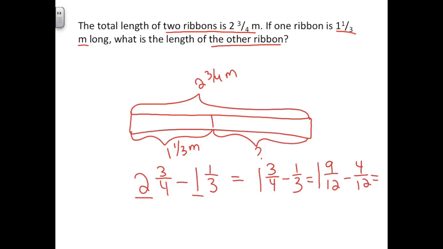And I can now subtract. So I still have one whole. 9 minus 4 is 5. And I have 12 in the denominator. So the length of the other ribbon is 1 5/12 meters.